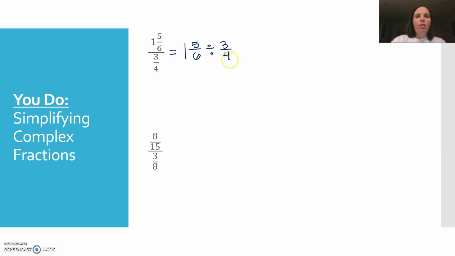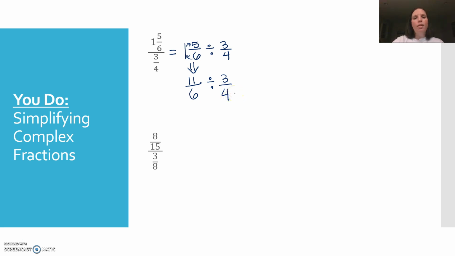And then I'm going to change this into multiplication. Before I change this into multiplication, I'm going to rewrite 1 and 5/6, because to do this problem I'm going to multiply, then I'm going to add. 1 and 5/6 is really 11/6. So this problem is 11/6 divided by 3/4.